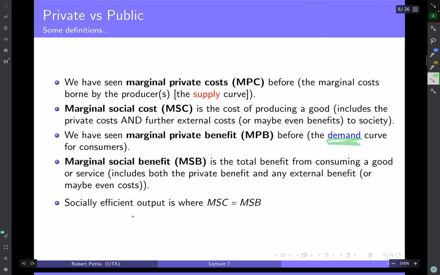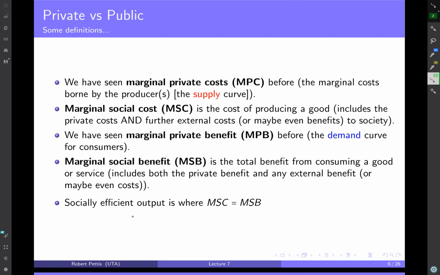Same thing for the demand curve. We've seen the demand curve before, so we're going to call this the marginal private benefit. Again, this is just to differentiate between the demand curve and the social benefit. Through the consumption of some good, there may be some sort of societal benefit that may differ from just the individual. So that's the marginal social benefit.